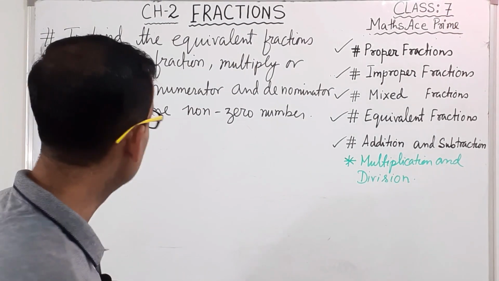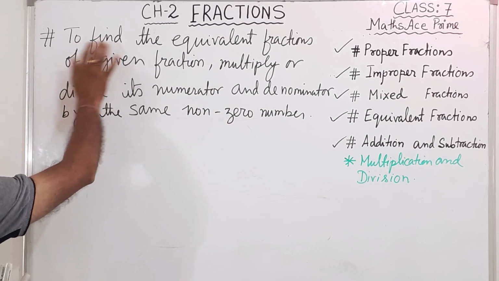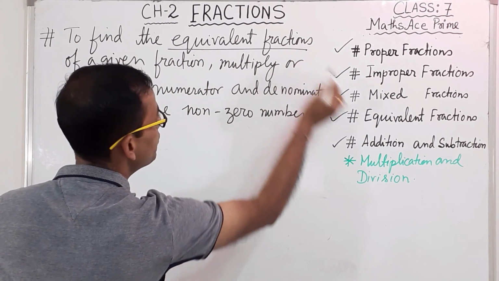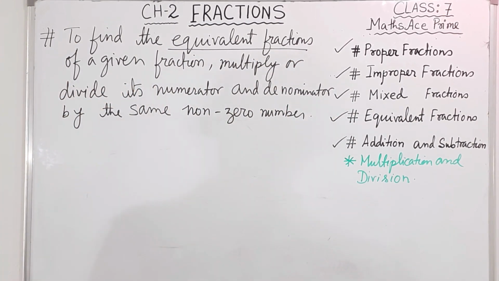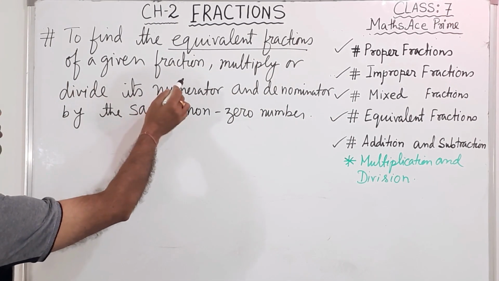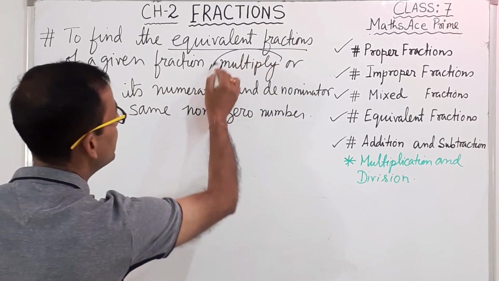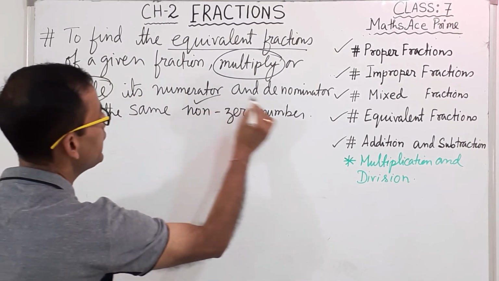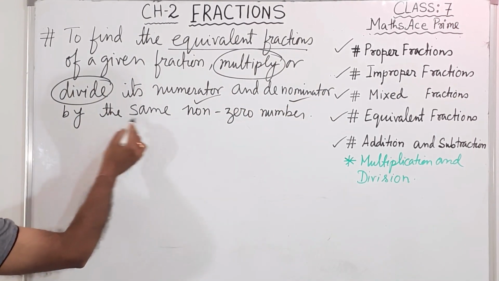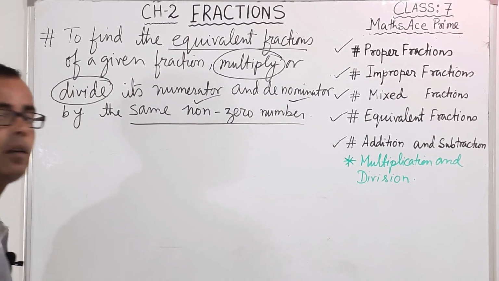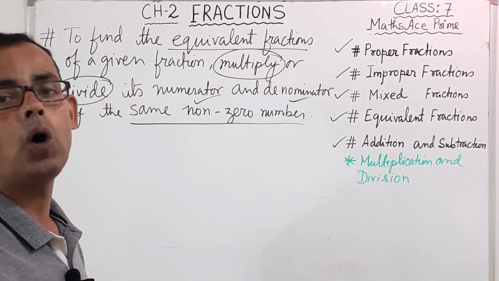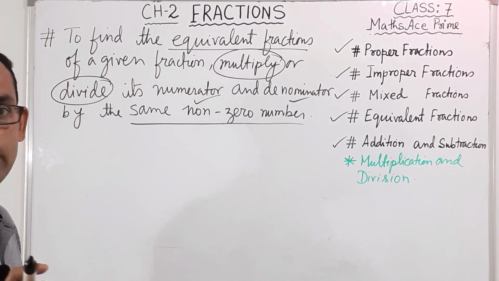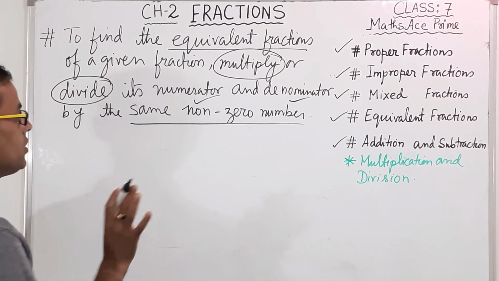Now students, we are going to understand how to find equivalent fractions. Equivalent fractions of a given fraction: we have to multiply or divide its numerator and denominator by the same non-zero number. Either you multiply or you divide with the same non-zero number. That means you cannot take 0, it must be a non-zero number.